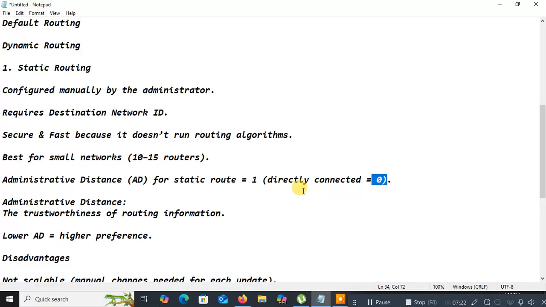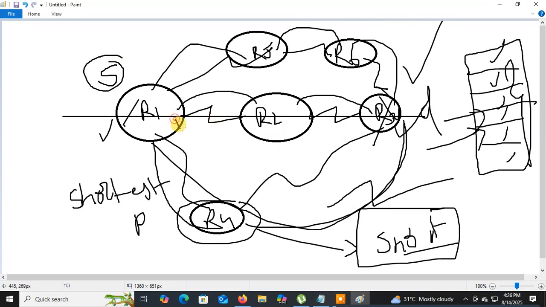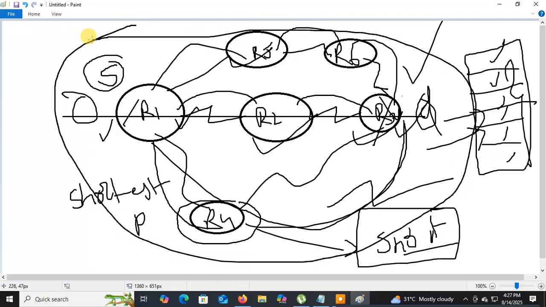Okay. What are the disadvantages of the static route? When you configure the routers here, there are multiple routers, and the network administrator will configure all of this manually. Who will configure? The network administrator will configure. Understood? When you add a new router here, we need to change the entire configuration. That means it is not scalable.